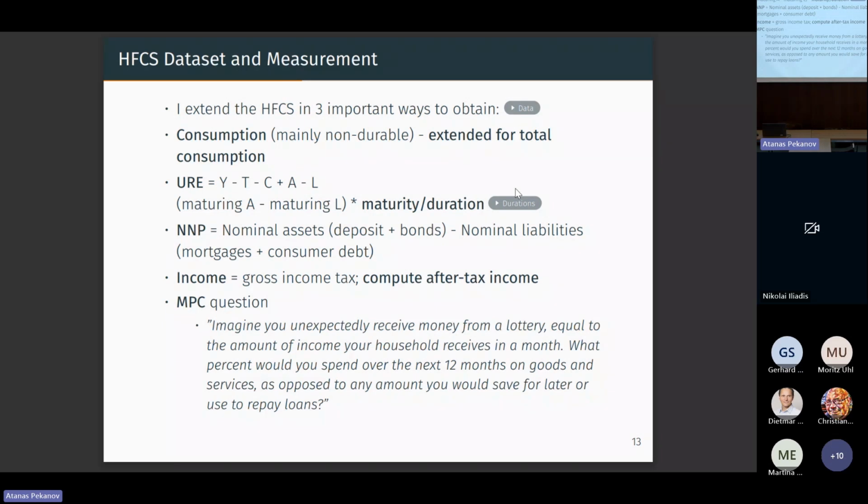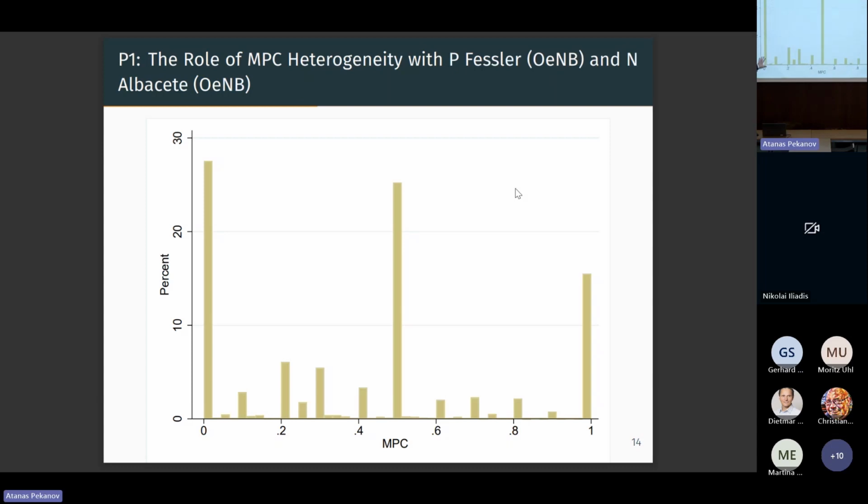structural time series, ... would say they will not spend anything out of this extra income.